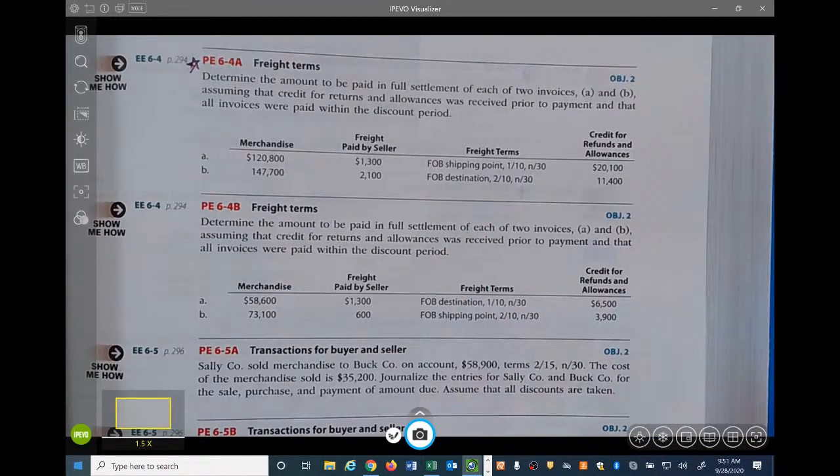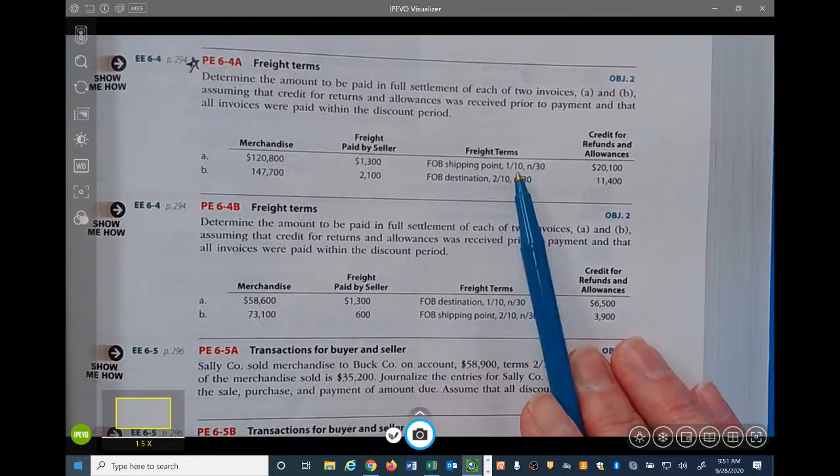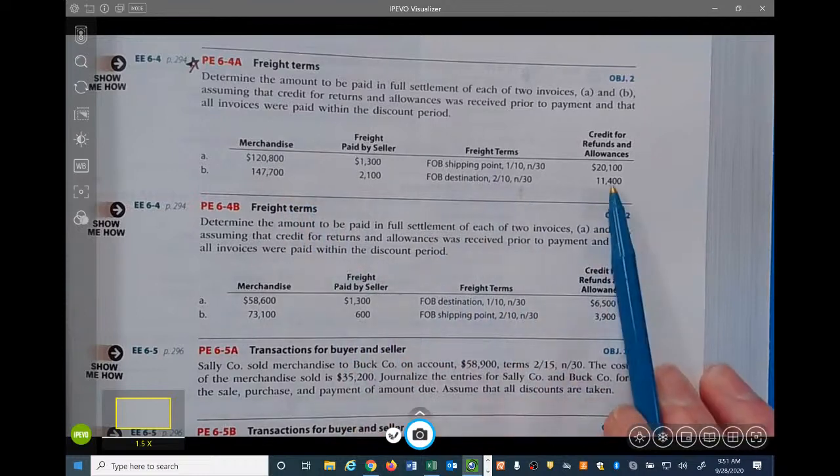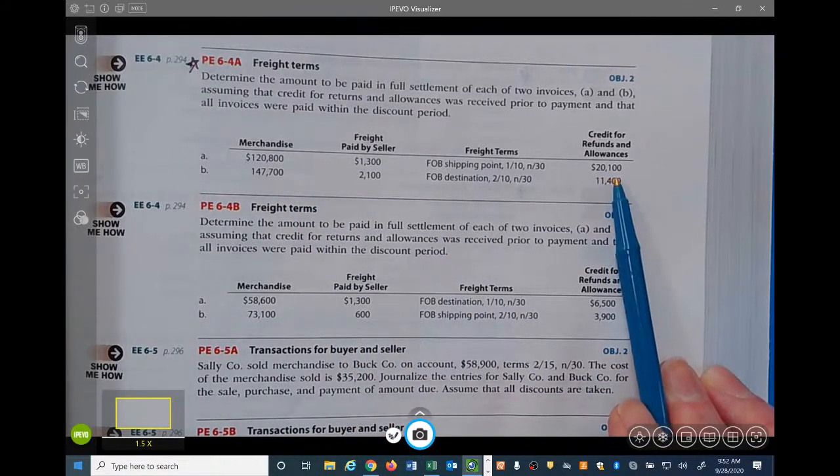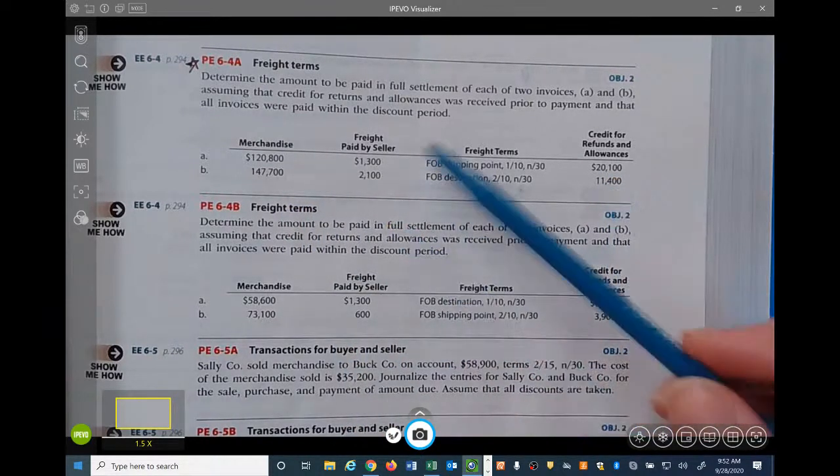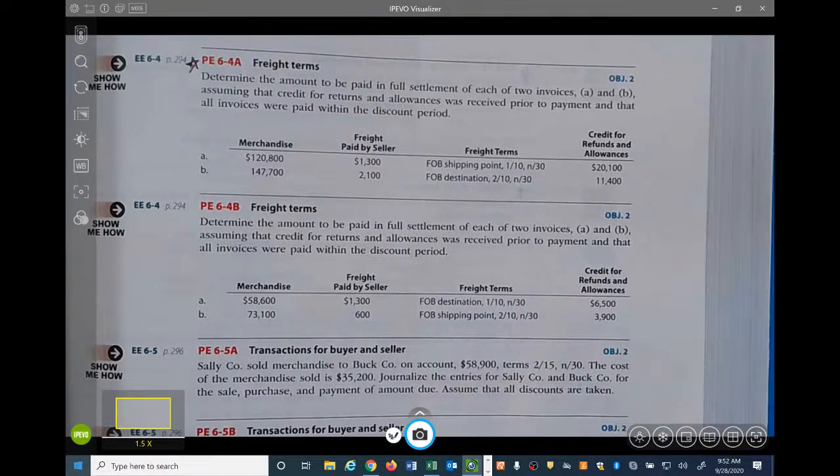Long and short, I know it seems hard, but it's really easy. You just take the gross amount, back out the discount, back out your allowance after you account for the discount, and then you have to determine whether you owe the freight or not based upon the shipping terms. Makes sense? What's the final answer for A? For A, it's $100,993. For B, it's $133,574.